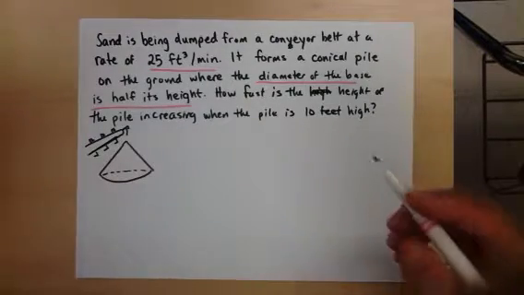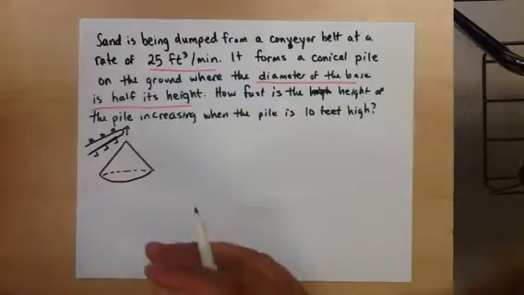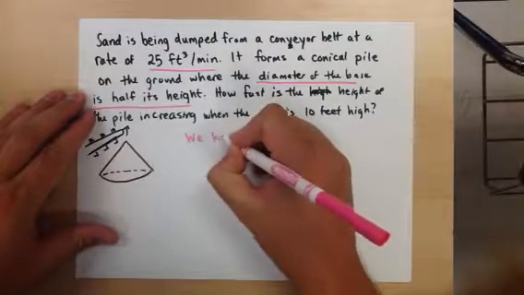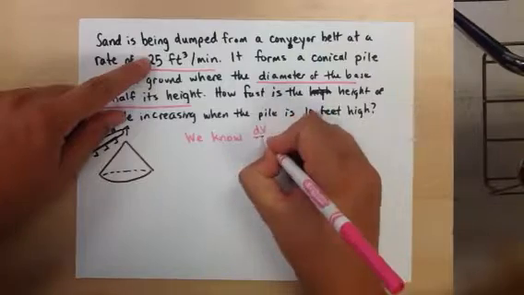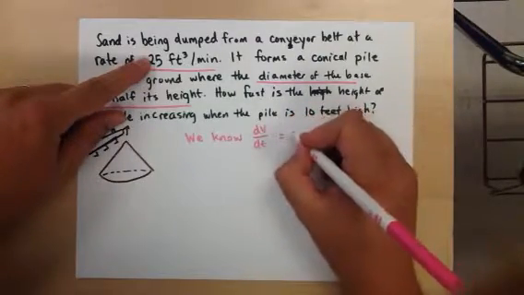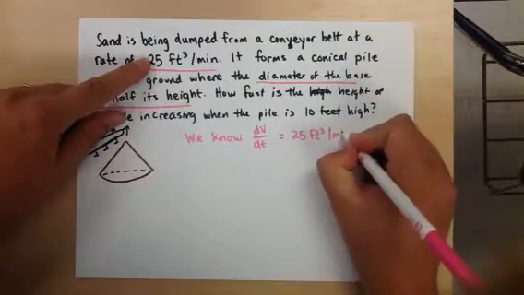Okay, so if you've watched the other videos, I really like to list what we know and what we're trying to find. Okay, so what do we know? We know how the pile is increasing. Okay, so we know a change in volume with respect to time. So that volume is increasing at 25 cubic feet a minute.